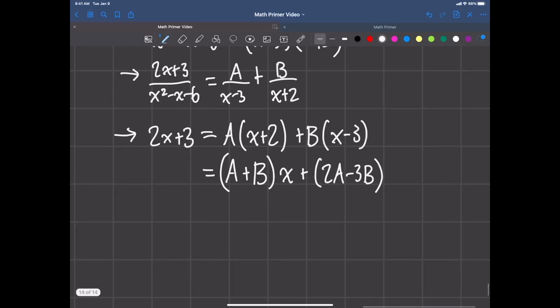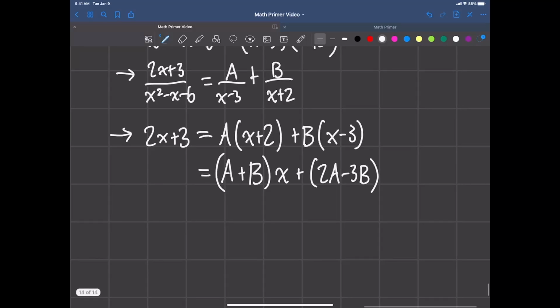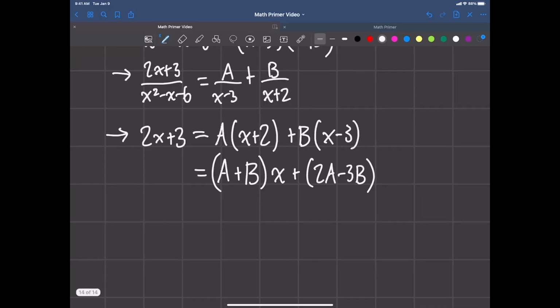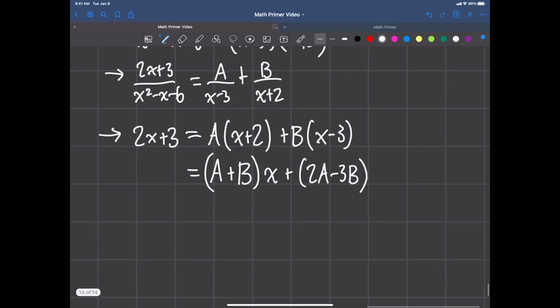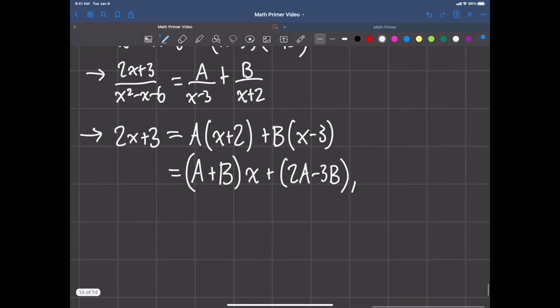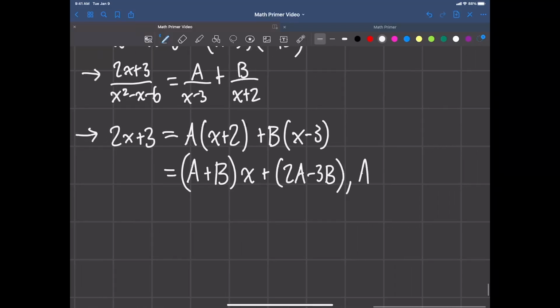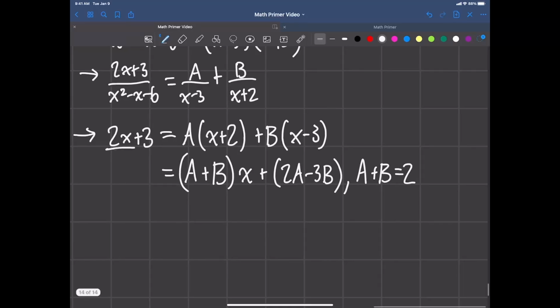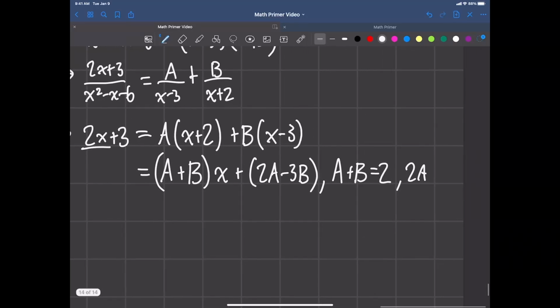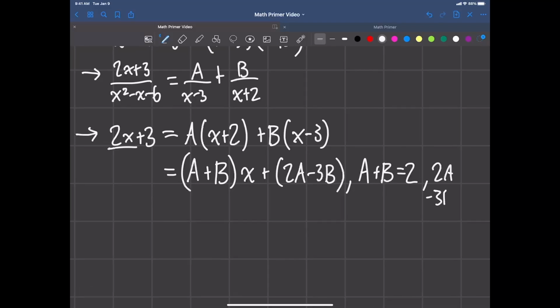How did we get this? It's a times x plus b times x, so it's a plus b times x, and then it's 2a minus 3b. So we just distributed it out. So we know that a plus b has to equal 2, since we get 2x plus 3. So 2a minus 3b has to equal 3, since it's plus 3.